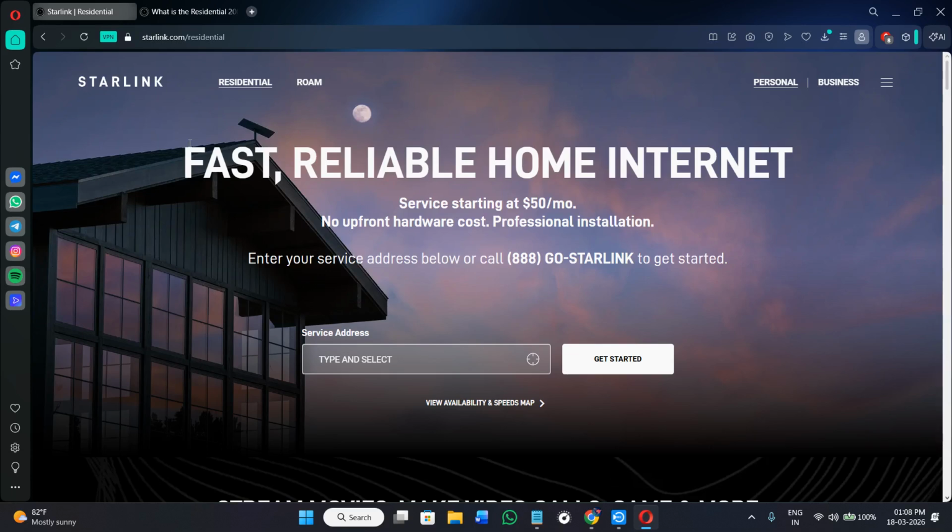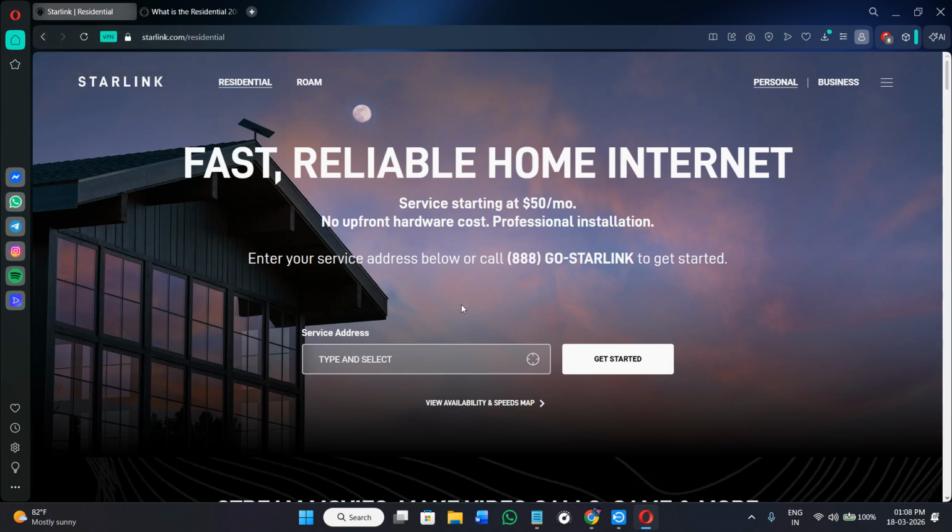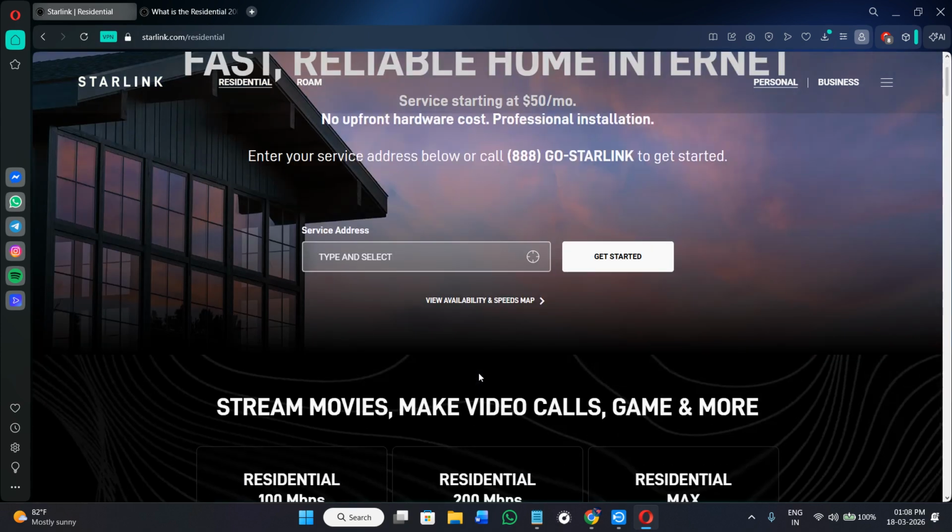In today's video, I'm going to be comparing Starlink Residential versus Residential Lite in 2026, including speed, pricing, and which one is actually the best choice for you. Now, both plans look similar, but the real difference comes down to the performance and the priority. So let's break it down in today's video.